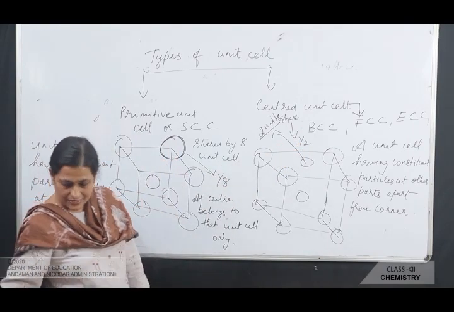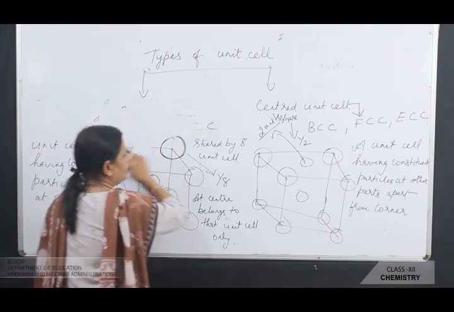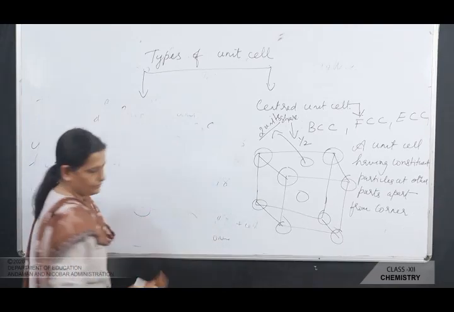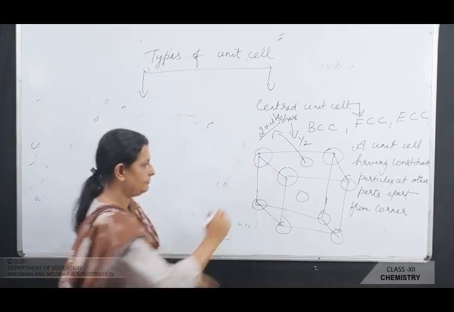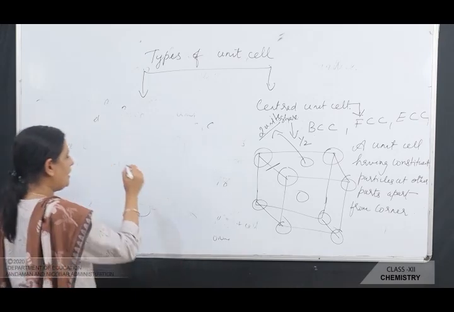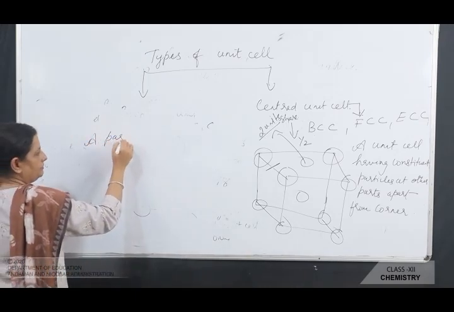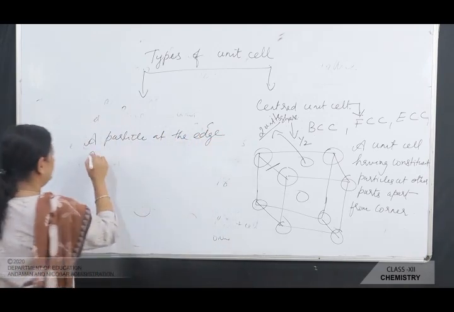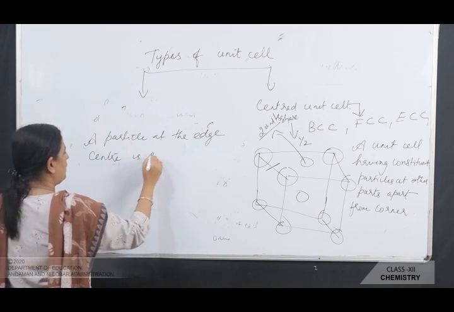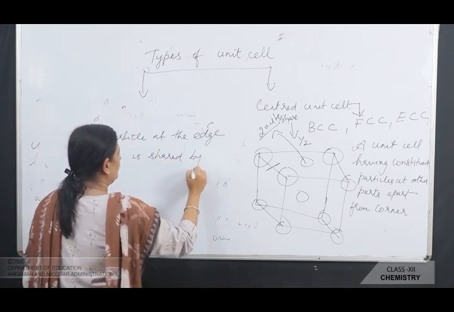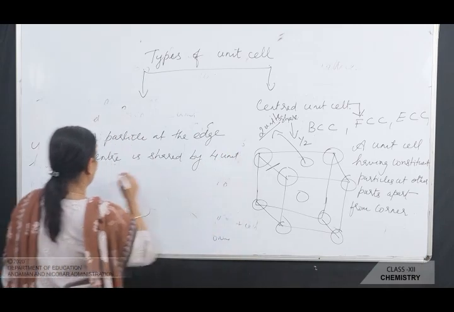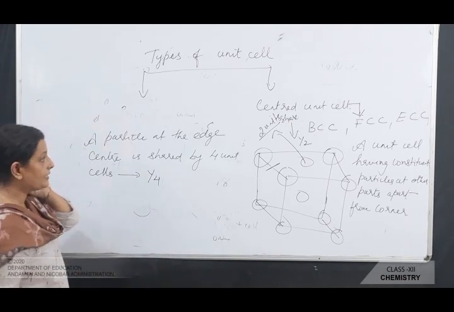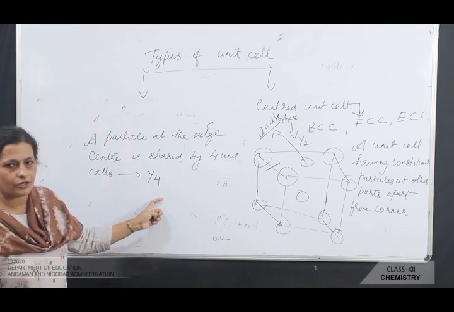Now, next is edge center. How many edges are there in a cube? There are 12 edges. Now, what will be the contribution towards an edge? Edge center. So, this is the edge center. This becomes the edge center. There are 12 edges. A particle at the edge center is shared by 4 unit cells. So, the contribution will be how much? 1 by 4. A particle at the edge center is shared by 4 unit cells. So, the contribution is 1 by 4.